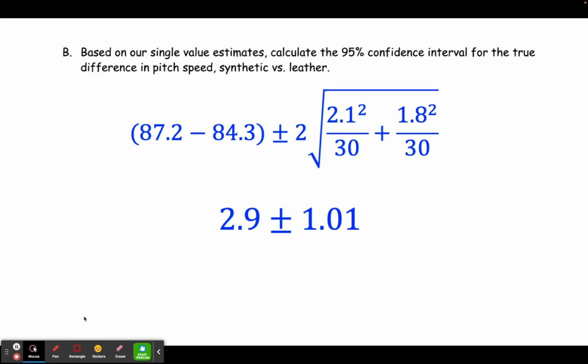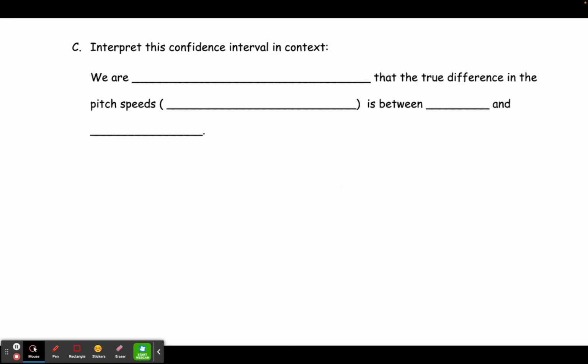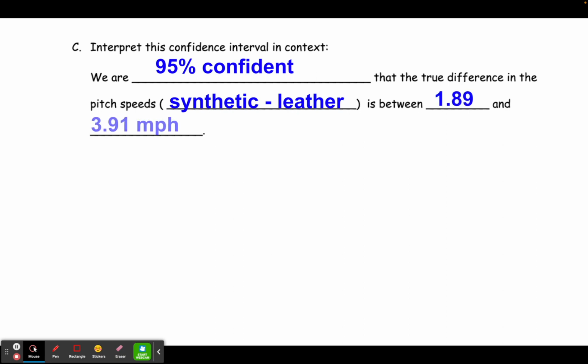So we get a difference of 2.9 miles per hour plus or minus a margin of error of 1.01. Now that interval works out to be 1.89 to 3.91 miles per hour. If we interpret the interval, we would say we are 95% confident that the true difference in the pitch speeds, synthetic minus leather, is between 1.89 and 3.91 miles per hour.